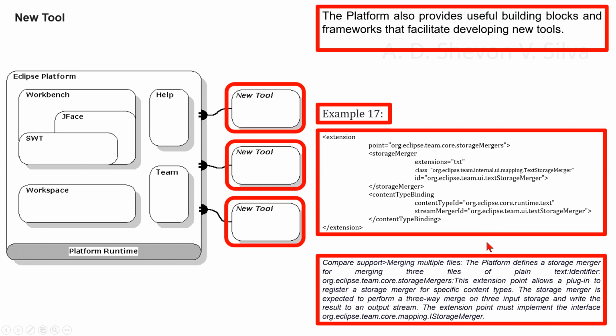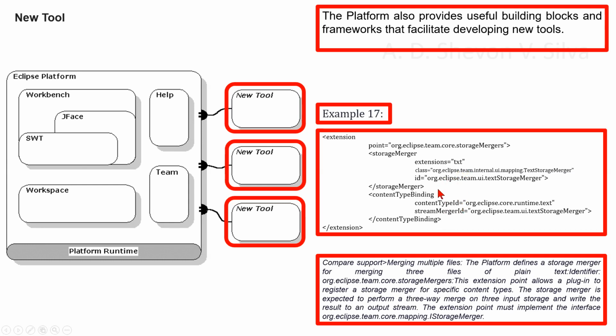org.eclipse.team.core.mapping IStorageMerger. In some cases, the ability to merge files without the assistance of the user is desirable. The extension point org.eclipse.team.core.storageMergers allows you to contribute a class that merges three different files of a storage unit into a single output stream. Storage mergers can be associated with the file extensions or bound to a particular content type.